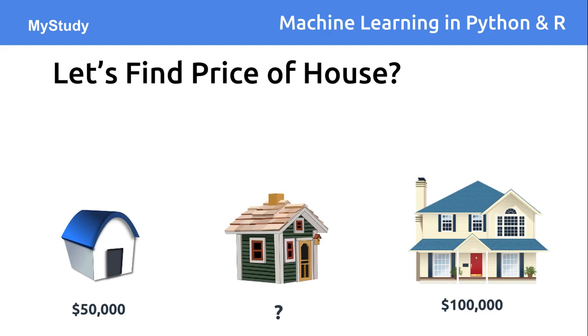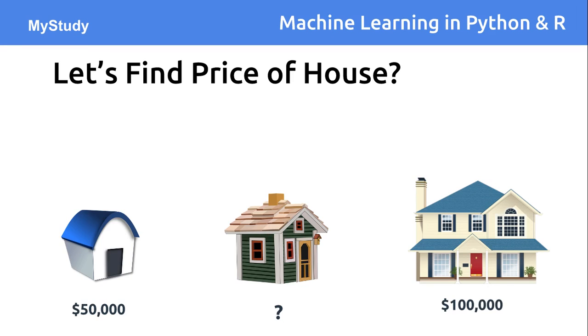Now we have been given another house whose price is unknown to us, and our task is to find the price of this house based on the other house prices, or the data available about the other houses. We need to predict the price of the house. This is the house whose size is a little bigger than this one and a little smaller than this one, and our task is to predict what the possible price of this house can be.